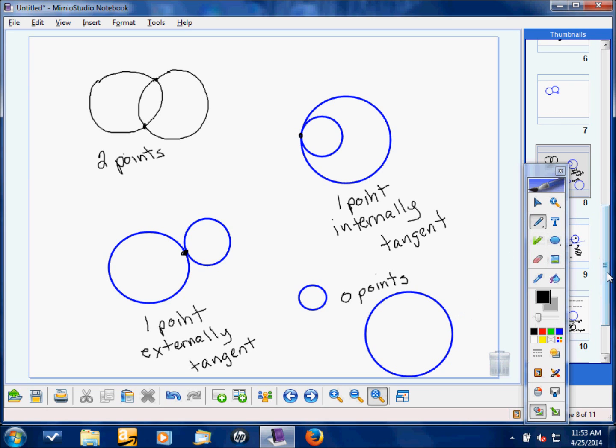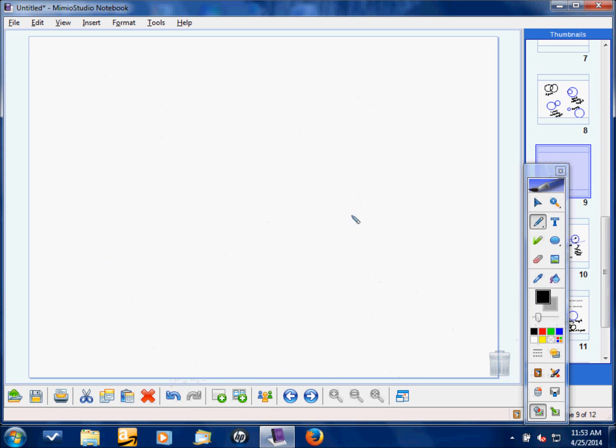Okay, I've run out of space, so I'm going to need another page for that. So you could have possibly one and one that's just kind of in there somewhere. That's also 0 points of intersection. But then there's a special case. And the special case is when the 2 circles share the same center.